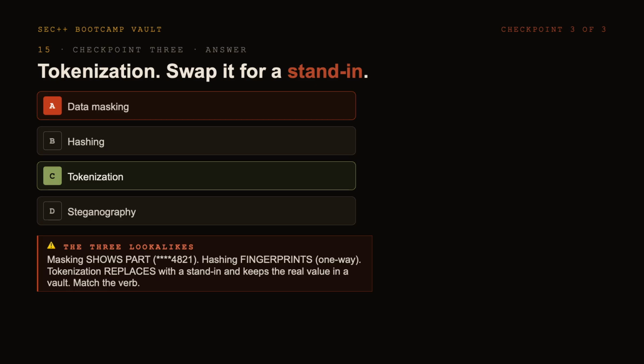Keep the 3 lookalikes apart by their verbs. Masking shows part of the value. Hashing fingerprints it one way. Tokenization replaces it and vaults the original. Match the verb in the story, and you cannot miss.